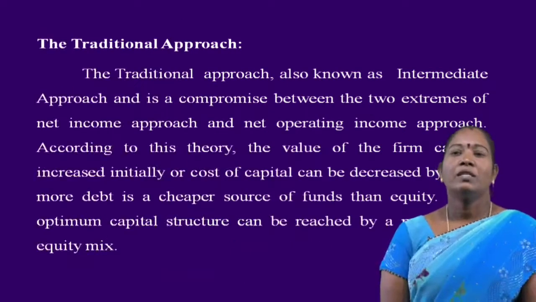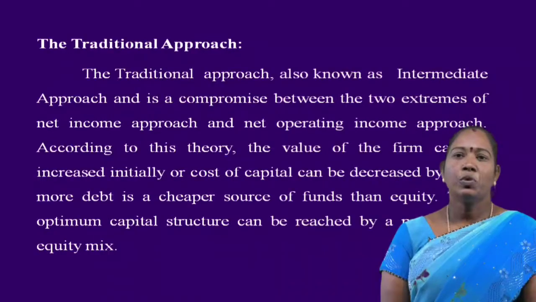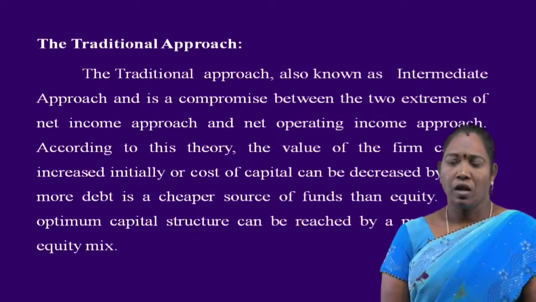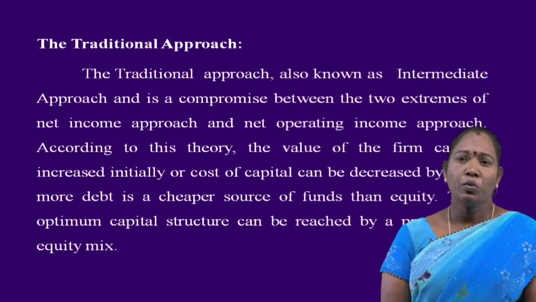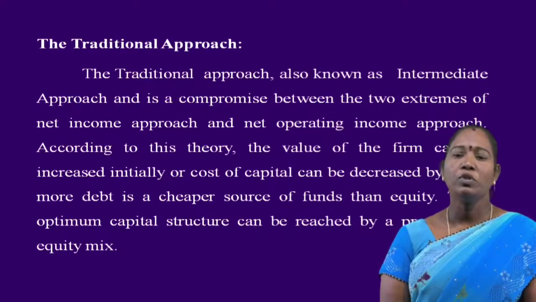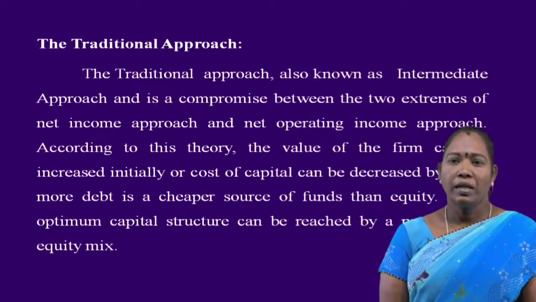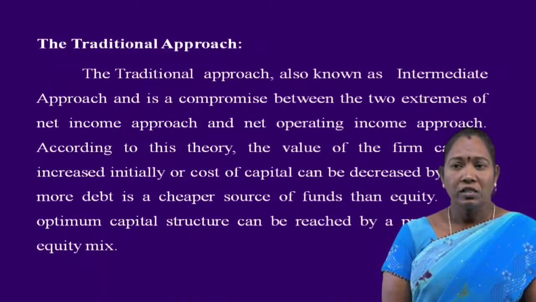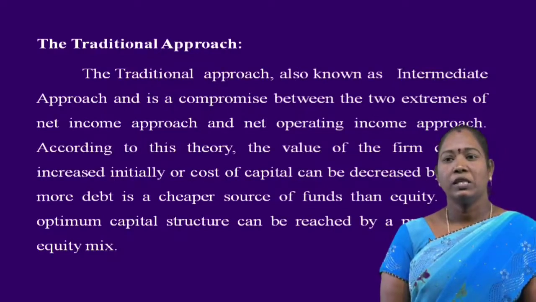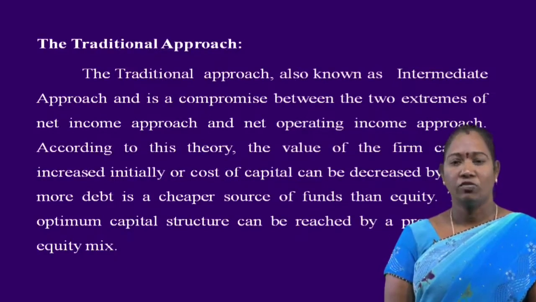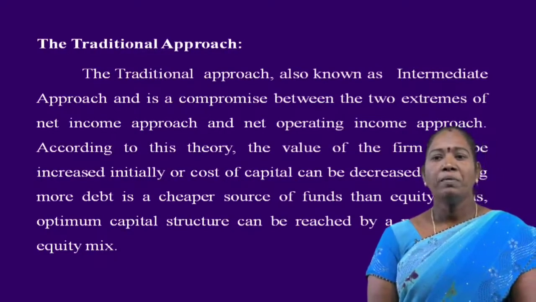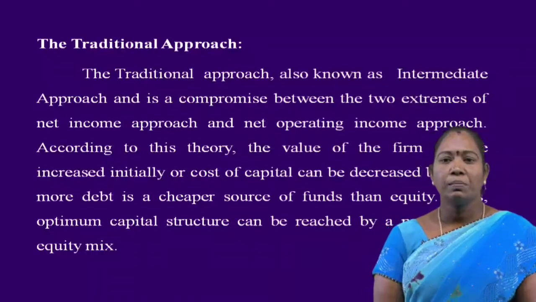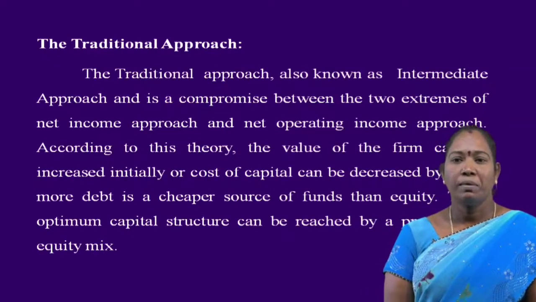Traditional approach. The traditional approach is also known as intermediate approach and is a compromise between the two extremes of net income approach and net operating income approach. According to this theory, the value of the firm can be increased initially or cost of capital can be decreased by using more debt as a cheaper source of funds than equity. Thus, optimum capital structure can be reached by a proper debt equity mix.